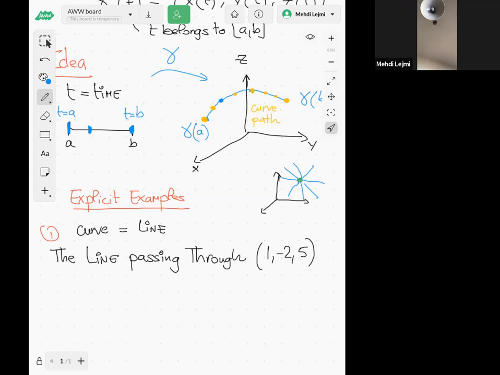Now, if you want to fix your line, then we have to fix what we call the direction vector. The direction vector of a line is just a vector which is parallel to the line.